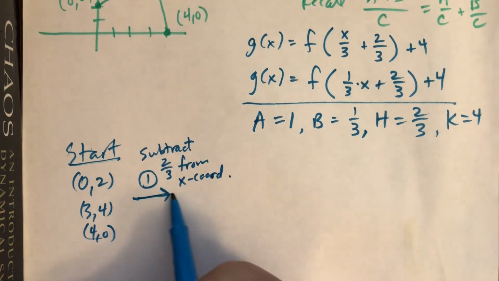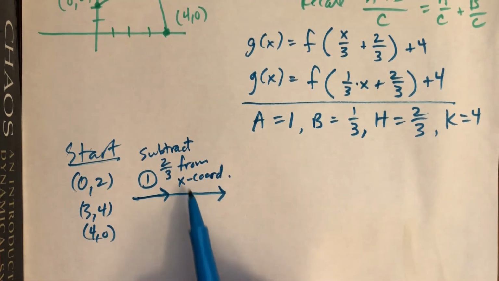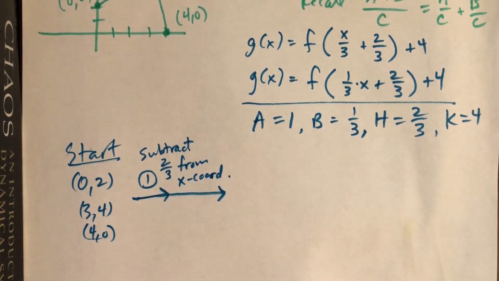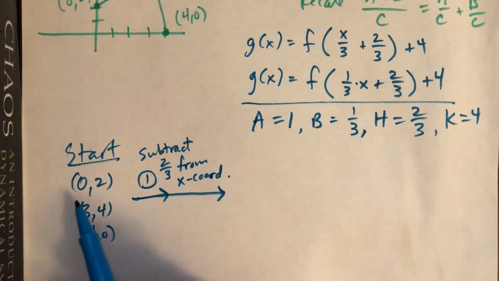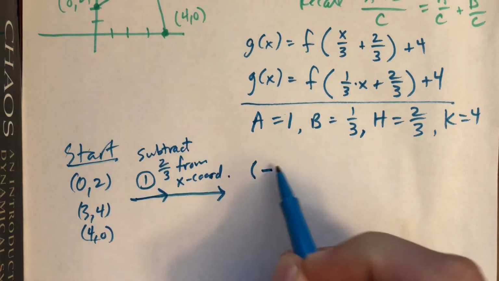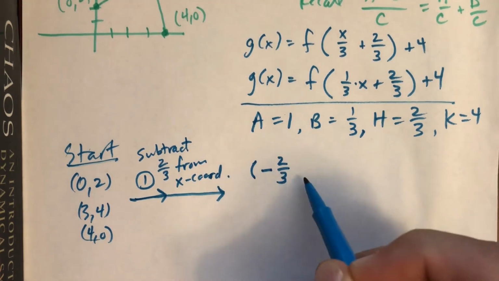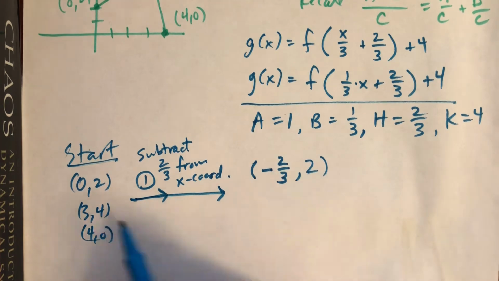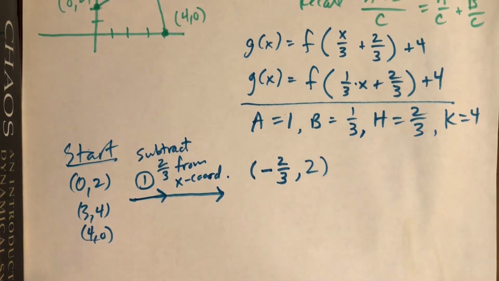So we do that. Let me extend that arrow there. Okay, so subtract 2/3 from all of the x coordinates. We can do that. So x coordinates, so we're taking 2/3 away. Okay, 2/3, 2. The next one, I want to take 2/3 away from 3.